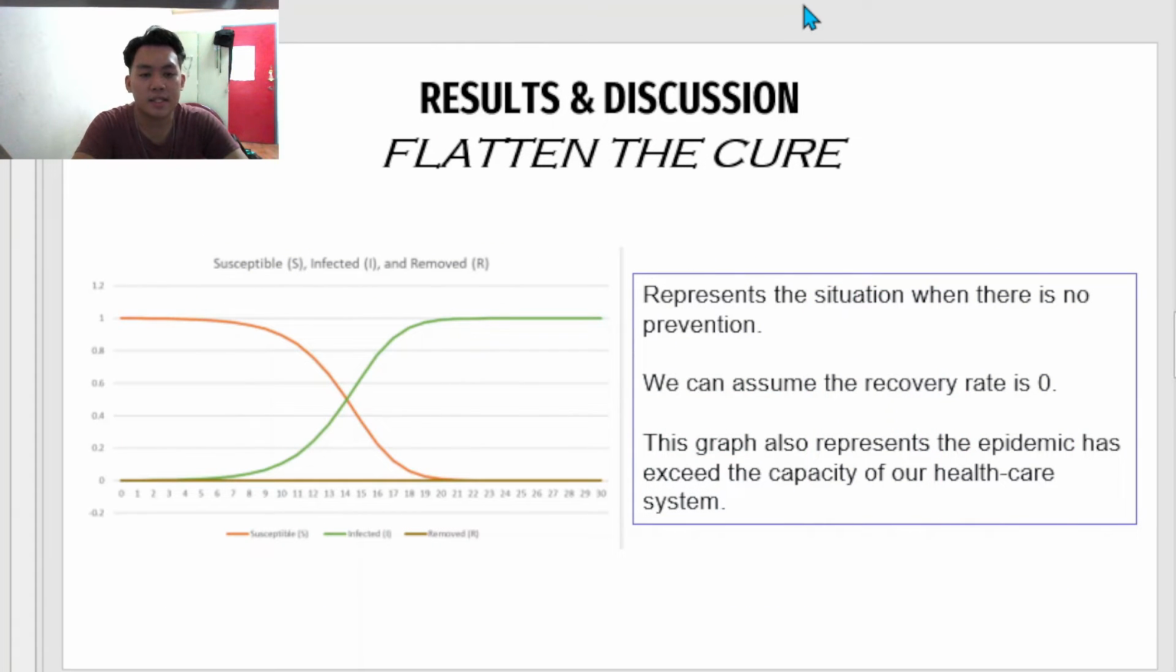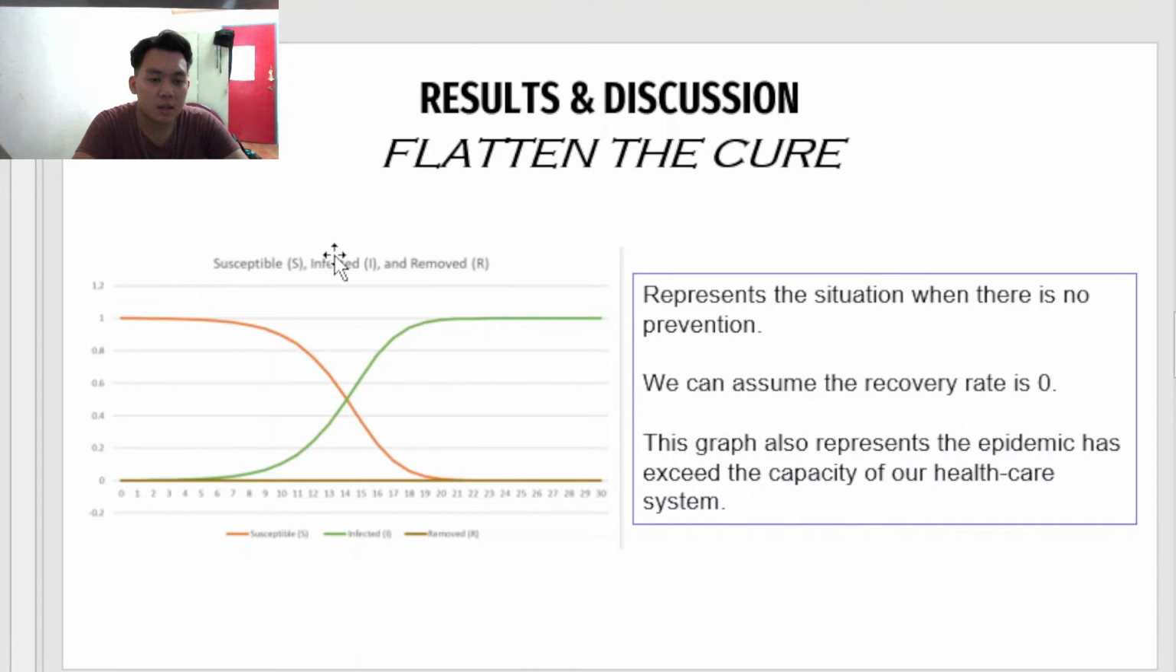Here is how we simulate the flatten the curve by using the same formula that we integrated before. Here is the graph that represents the situation when there is no prevention against the disease. We can see the infected group increase and all the susceptible individuals fall into the infected group. In other words, the whole population in the world has been infected by the virus. This situation shows the outbreak has exceeded the capacity of our healthcare system. We made a few assumptions here as well.